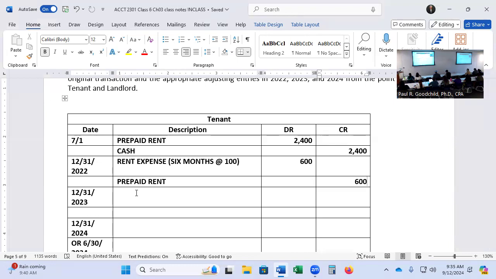So now remember the T account. I'm not going to do this for every one, but prepaid rent is an asset. So we know a debit increases it and a credit decreases it, right? So what we did initially was we put $2,400 into this prepaid account on 7/1. And then what we did at 12/31 was we took $600 out. So this is our rent expense. And then remember, this would be our ending balance of prepaid rent.